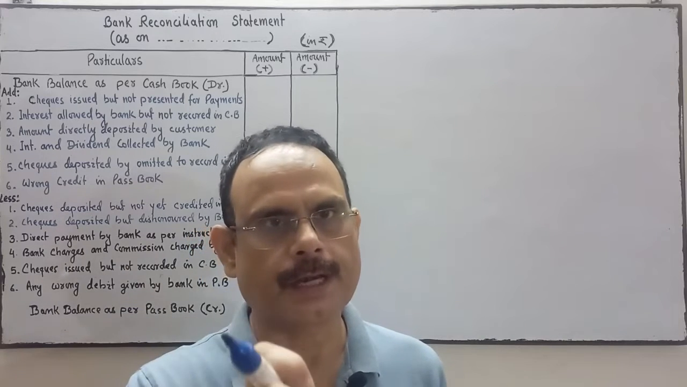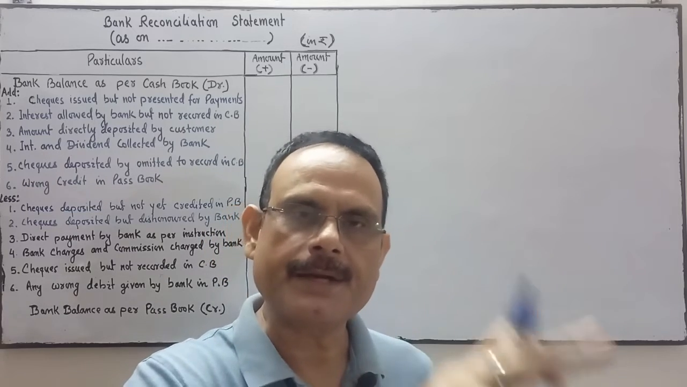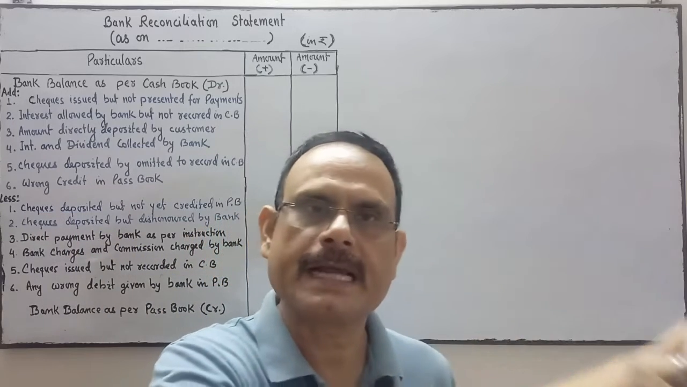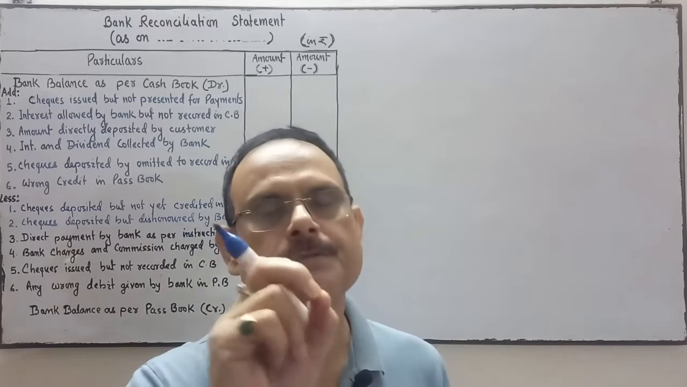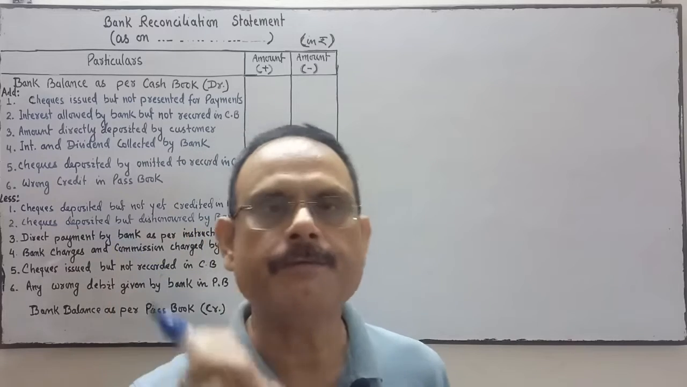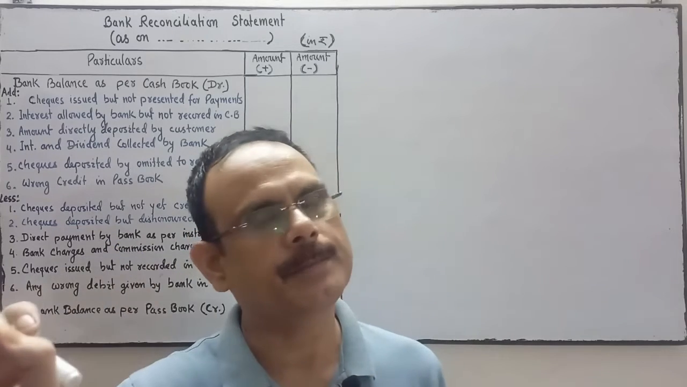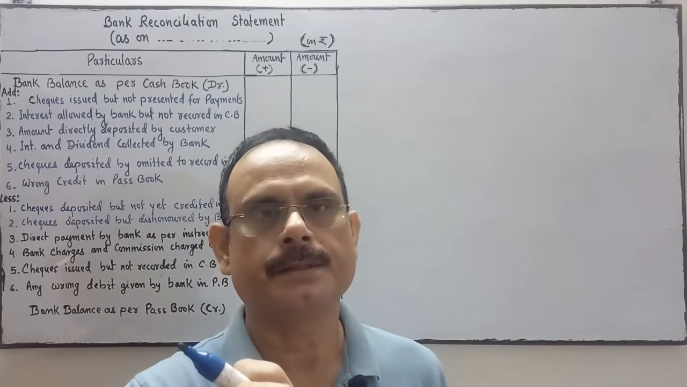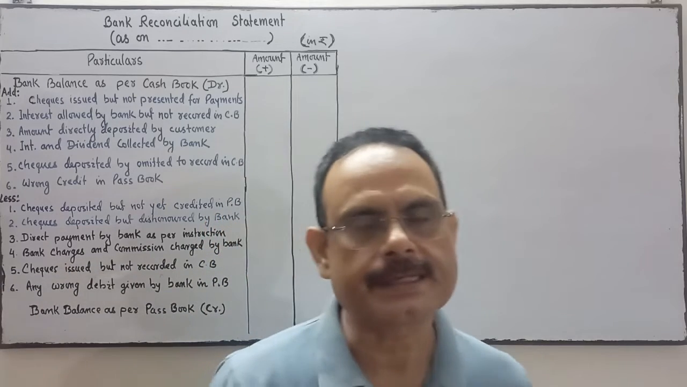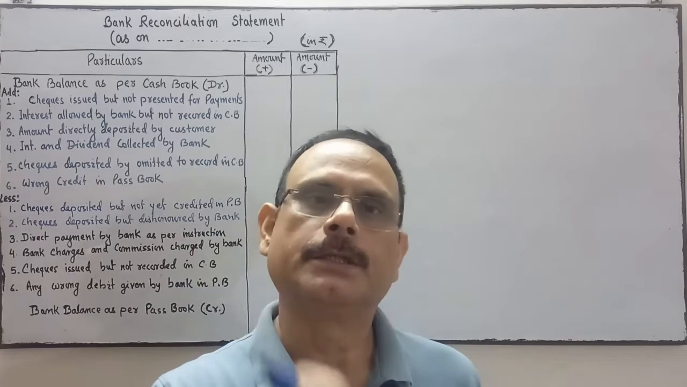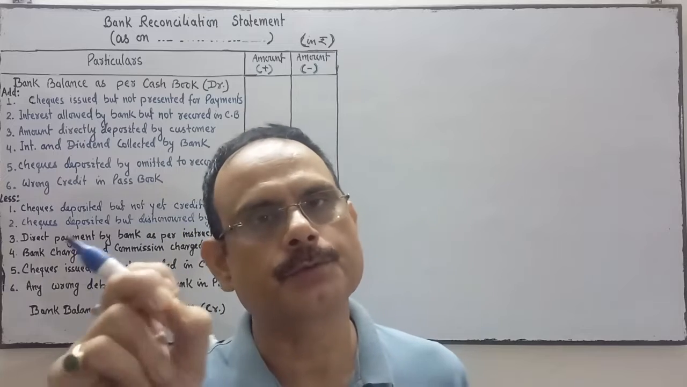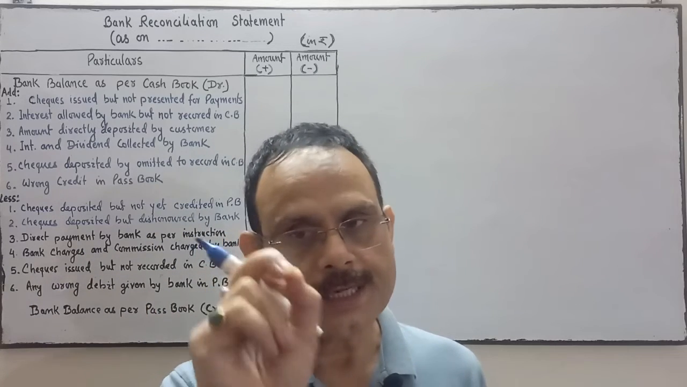We see whether an entry recorded in the cash book is also recorded in the passbook, or an entry recorded in the passbook is also recorded in the cash book. So the date of preparation of the bank reconciliation statement is very important. The heading will be the bank reconciliation statement, and thereafter you write as on the date of reconciliation. Suppose you are preparing it on 31st May 2020, then you write as on 31st May 2020. And this date is very important.